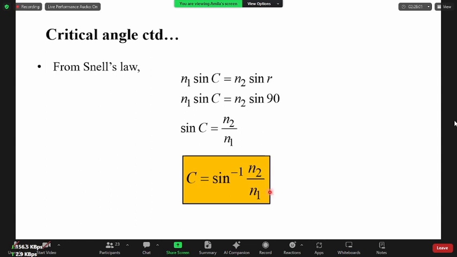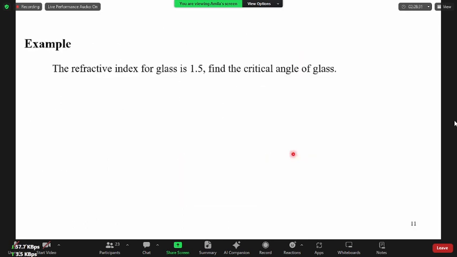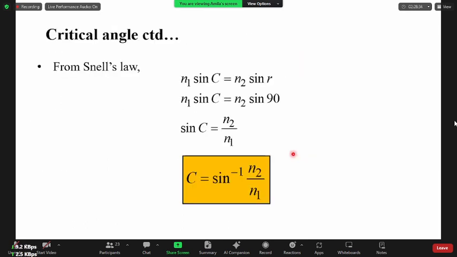Again, I advise you, don't just memorize it by heart. Critical angle equals sine inverse of n of medium 2 divided by n of medium 1. Just apply Snell's law for the situation. That is the easiest way. Right? Anything to discuss?